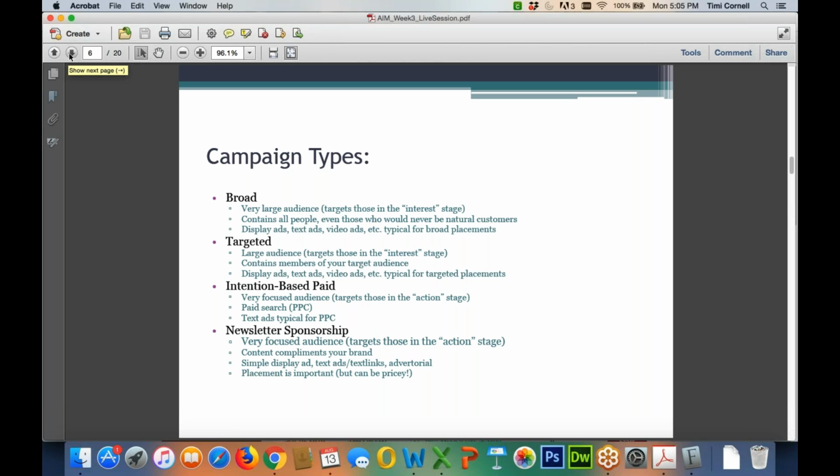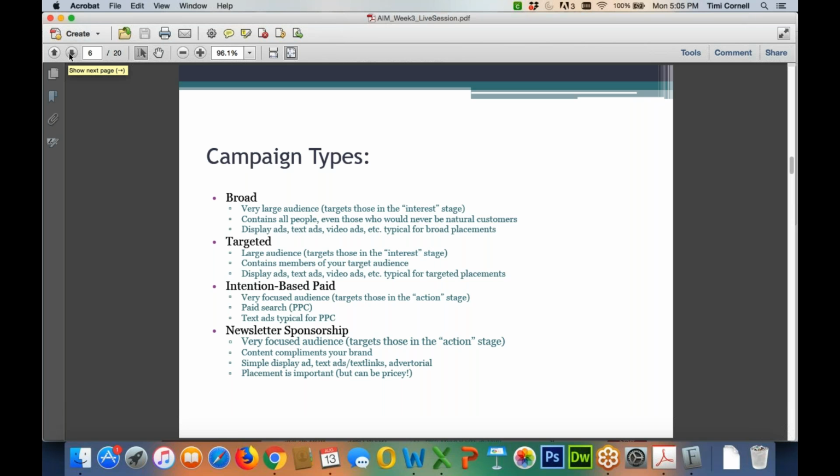And conversion rates for both the broad and targeted campaigns probably aren't going to be very high. With a broad campaign, in my experience, I don't think I've had a campaign convert much over 1%. Targeted campaigns, you could probably get away with a 2.5% conversion rate.